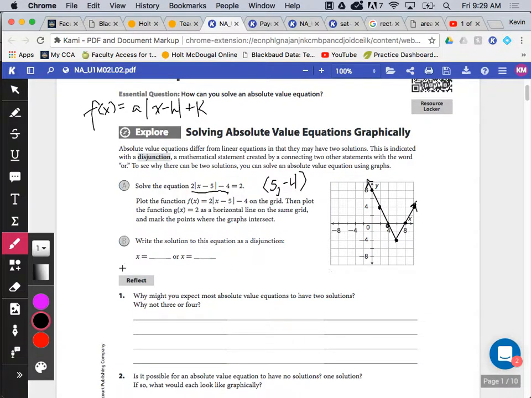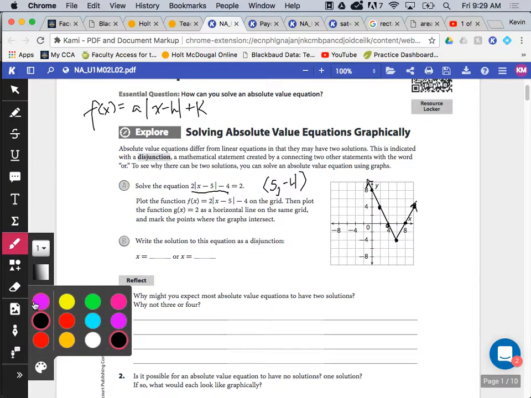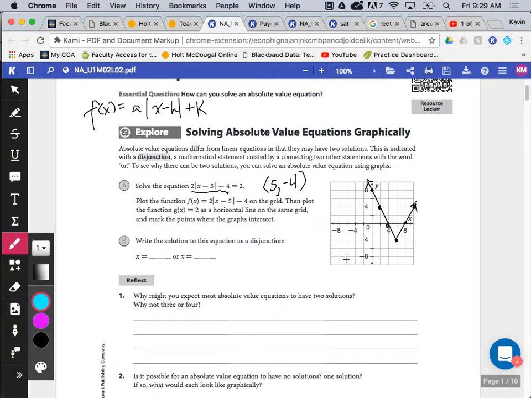So that's cool. But the question is, I want to figure out where this is equal to 2. Yes, ma'am? Did you plot it at 5 or 6? Oh, at 6. Sorry. Thank you. So this goes over by 2. Very good catch. So I got to go over 1, up 2, over 1, up 2. It's a little confusing, but you can do it.